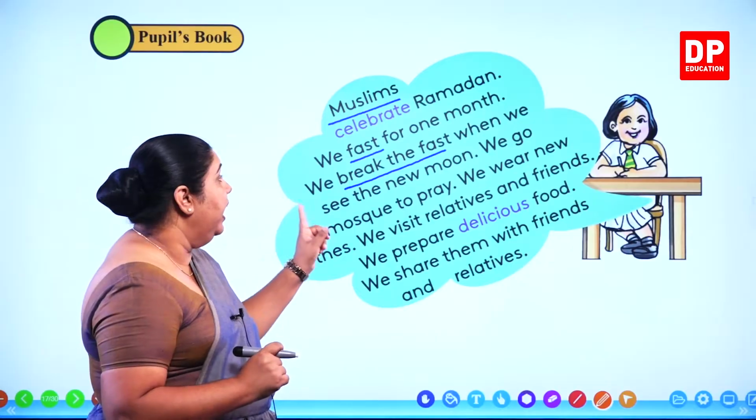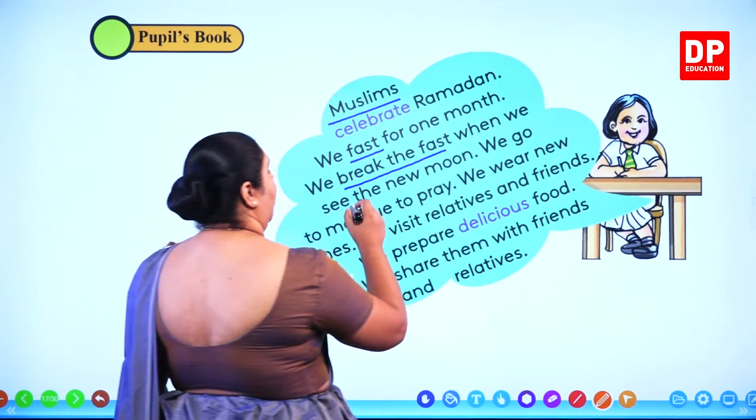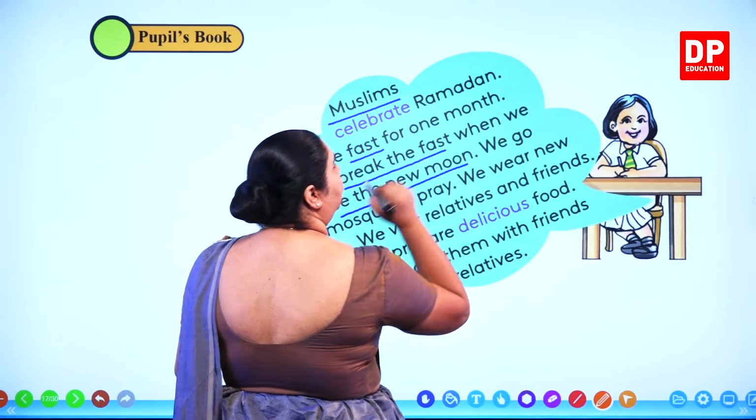We break the fast when we see the new moon.